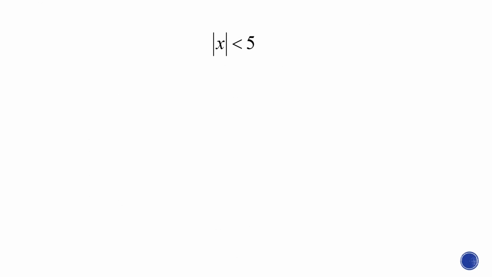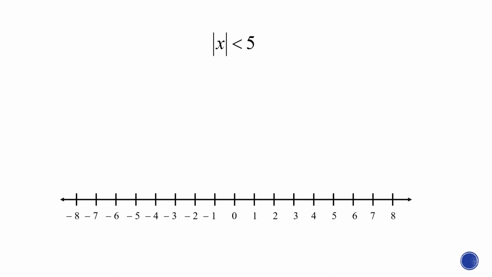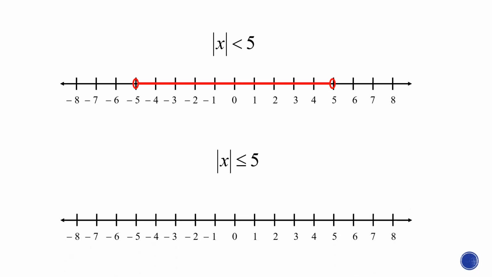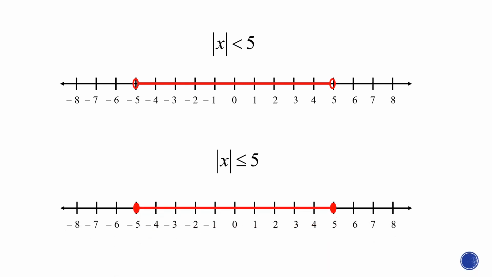So let me give you an illustration with the less than symbol. If we have that, that means we are from -5 to +5, but those two numbers on both ends are not part of the solution. On the other hand, if you have less than or equal to, then we will include -5 and +5 as part of the solution because of that equal sign below that less than symbol.